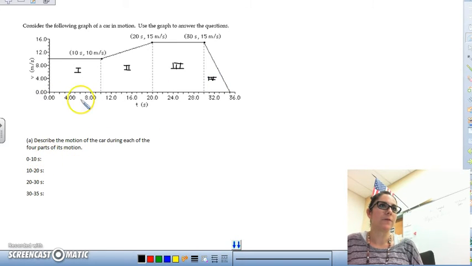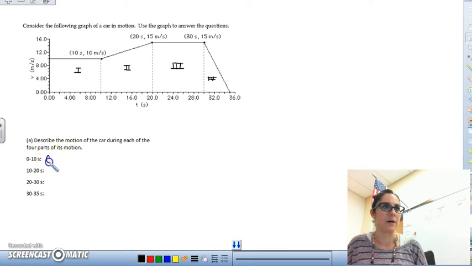So during the first 10 seconds, the first thing I want to notice is what this is. This is a graph of velocity versus time. And you can see that from 0 to 10 seconds, I'm maintaining a velocity of 10 meters per second. So this is constant velocity. V of 10 meters per second, like that.